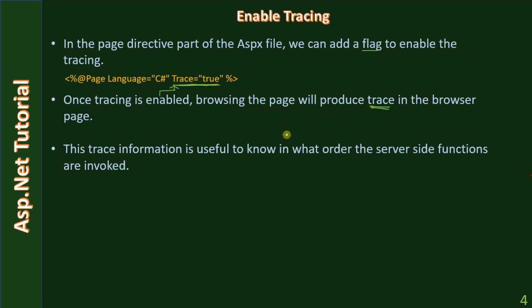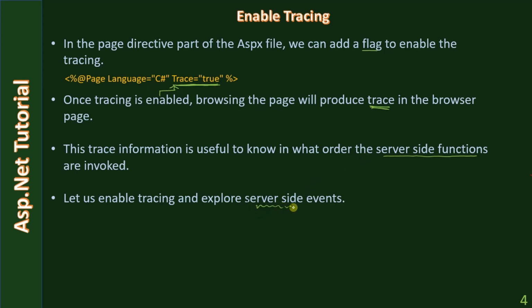This trace information is useful to know in what order server-side functions as well as events are invoked. For example, in the previous video we added a page load event handler, right? And here in the trace you can see when that page load event will get called. Is there any other function before that? All those things you can see in the trace. Let's enable tracing and explore the server-side events and in what order these events are called.